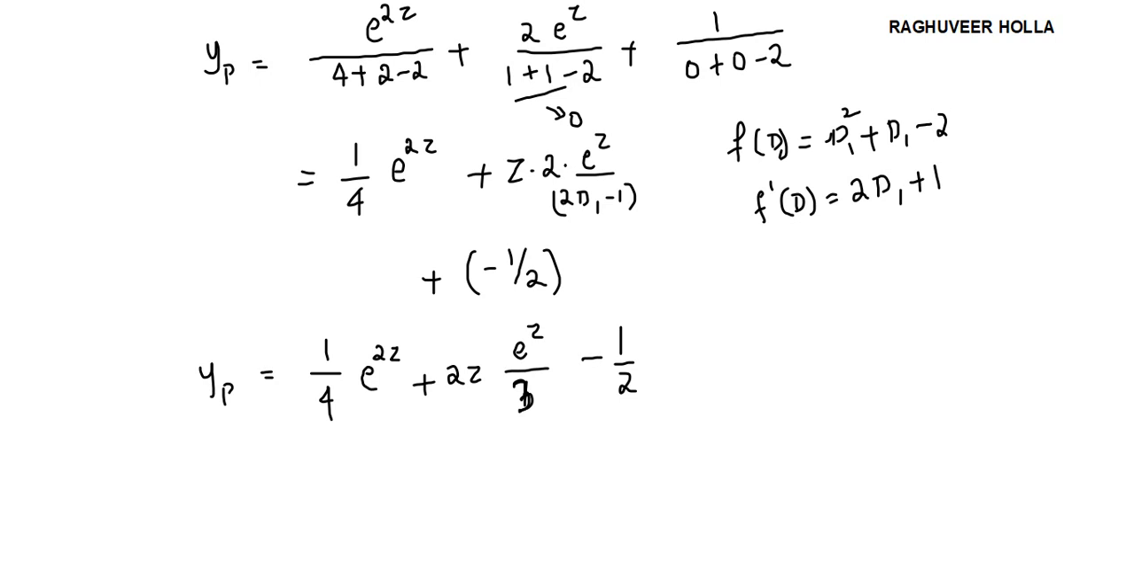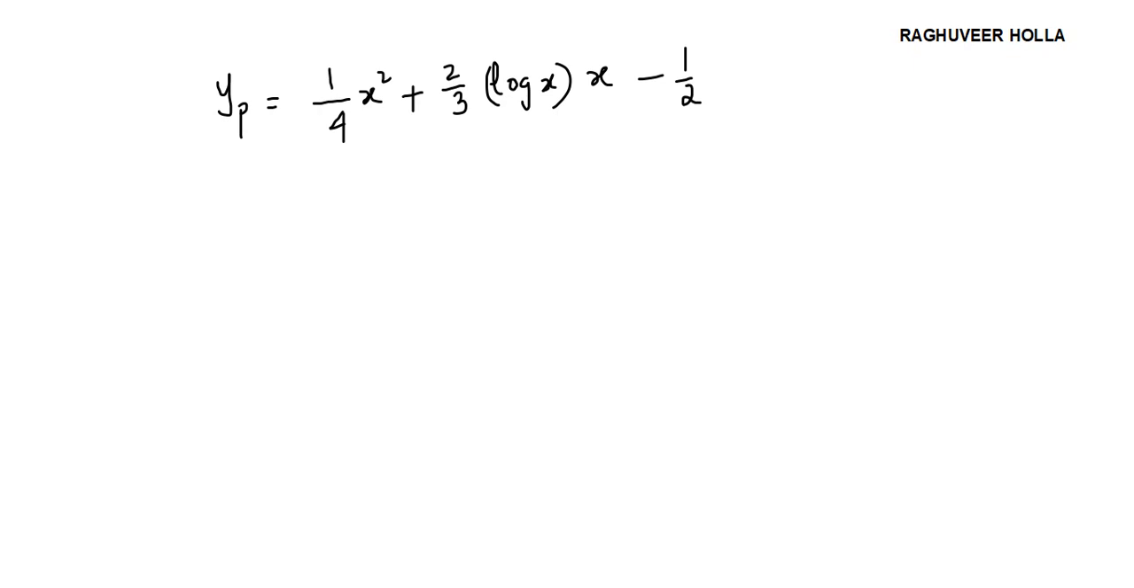Now let us replace all the things so that we get yp as 1 by 4. So e to the power of 2z can be written as x square, plus this would be 2 by 3 and z into e to the power of z. So you'll have log x multiplied with x, okay, and this is minus 1 by 2. So this is your yp. So y is equal to yc plus yp. So this will be the solution of the differential equation.